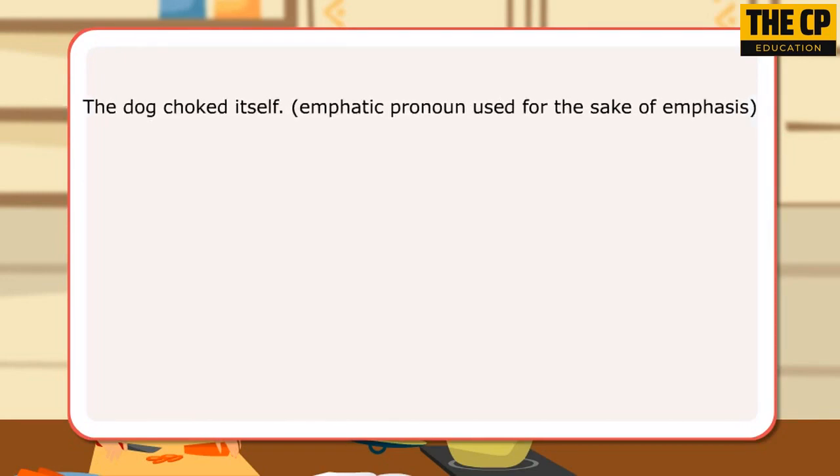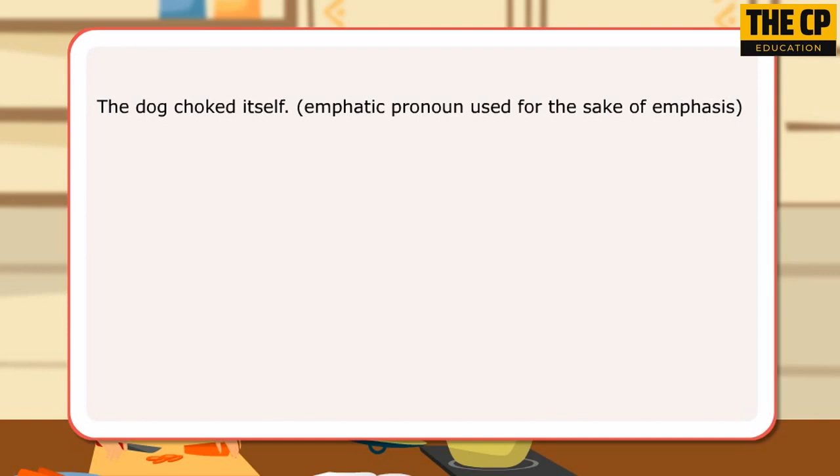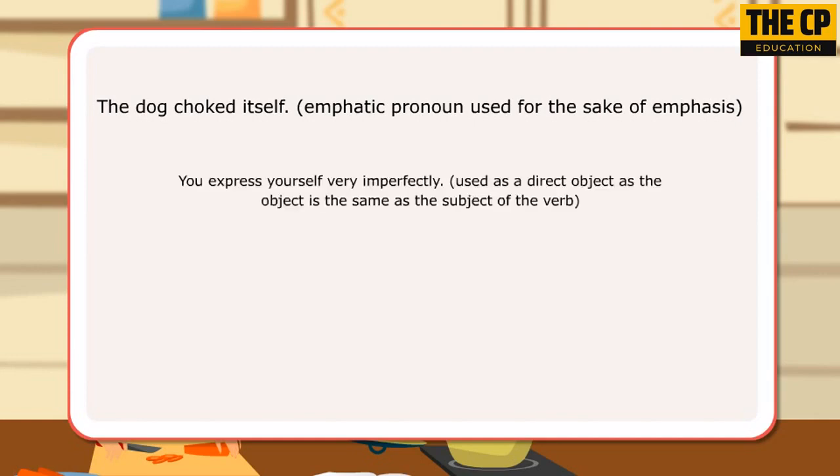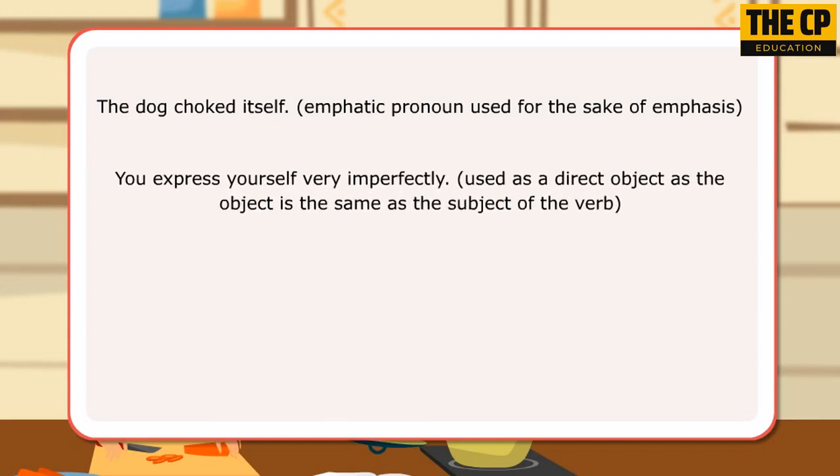Let us look at a few examples. The dog choked itself. Emphatic pronoun used for the sake of emphasis. You express yourself very imperfectly. Used as a direct object as the object is the same as the subject of the verb.